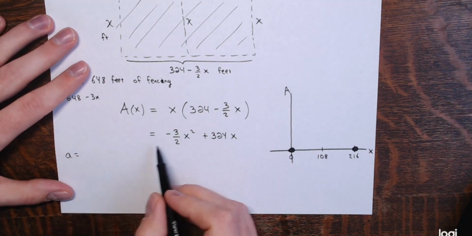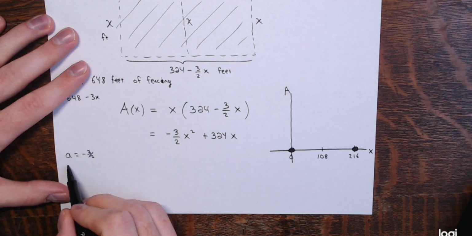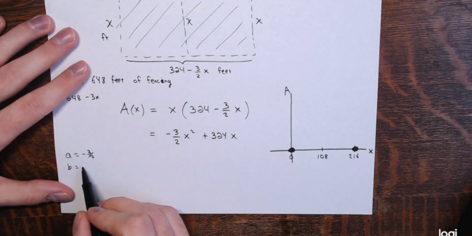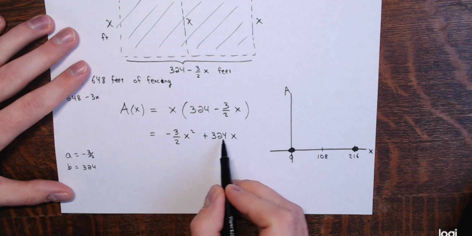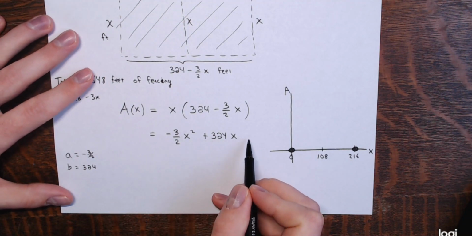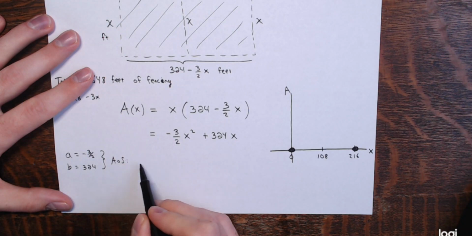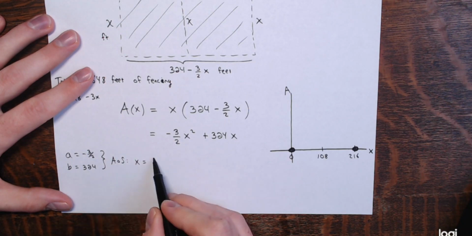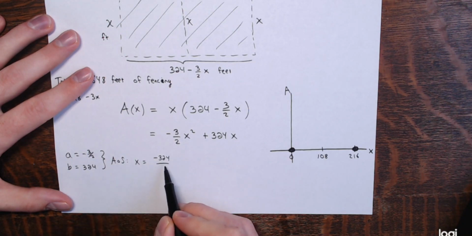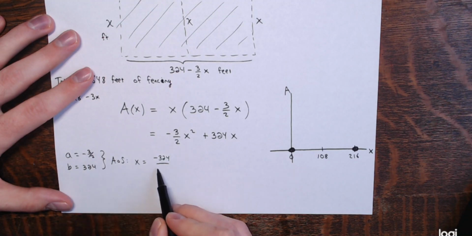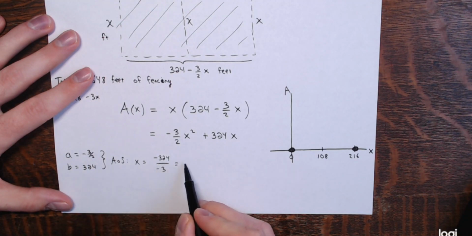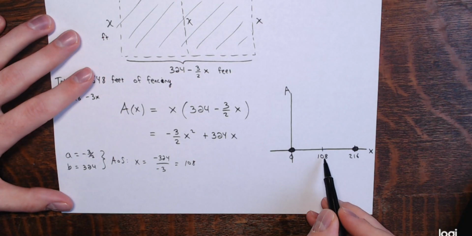Little a would be negative 3 halves. Little b would be positive 324. When you look at it in general form here, ax squared plus bx plus c, c would be 0. So then the axis of symmetry would be x equals the opposite of b, negative 324, divided by 2a, so divided by negative 3, and that's positive 108. Right? So, like I said, the axis of symmetry is going to be at 108.